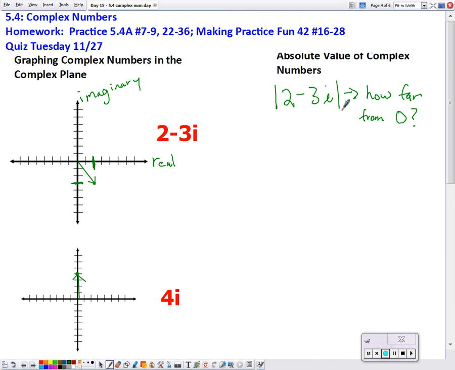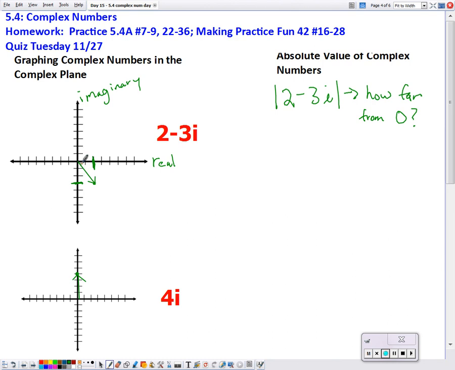But for a complex number, because there's a real component and an imaginary component, I need to use a complex plane. So if the absolute value tells us how far something is from 0, we're looking for how far is this complex number from the origin. So I'm really looking for the length of this green arrow. Well, let's think.